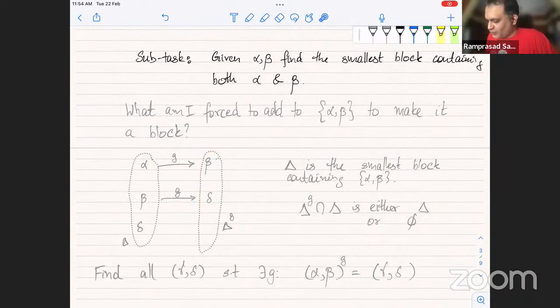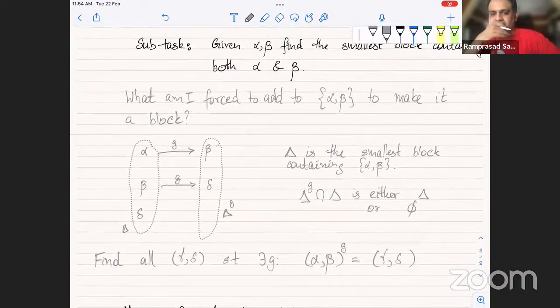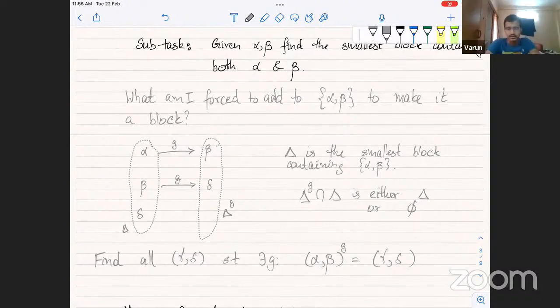But one thing we might want to do is find out what are all possible pairs I can obtain. Like if I run over all possible group elements, what are all possible pairs of elements I can obtain? So let's first ask, is this a task we can solve? In order to solve this task, what do you need to do?